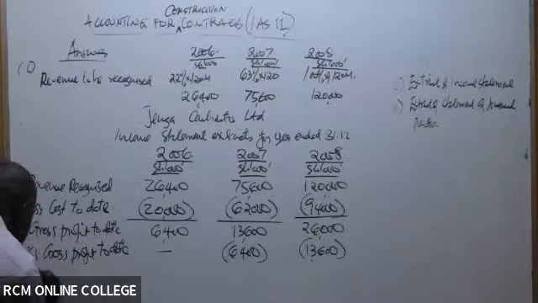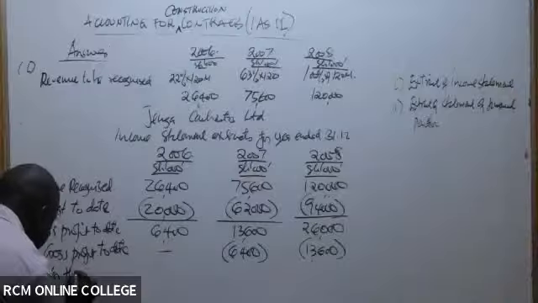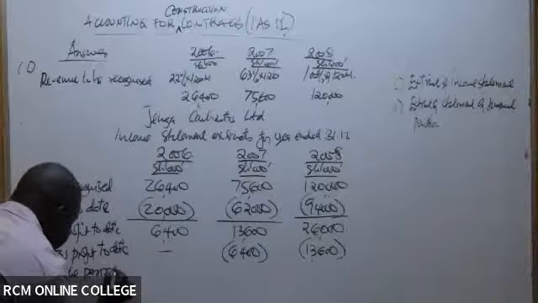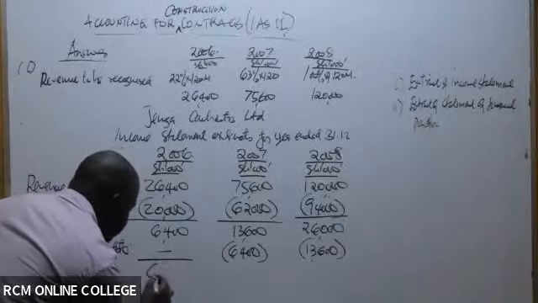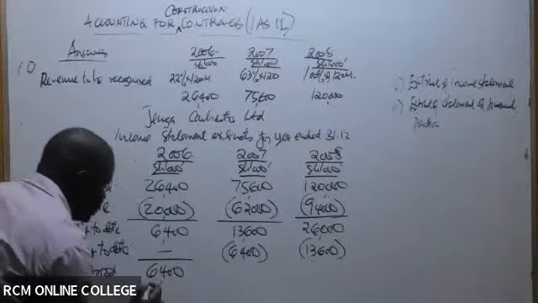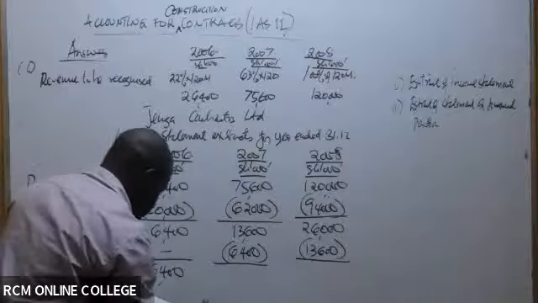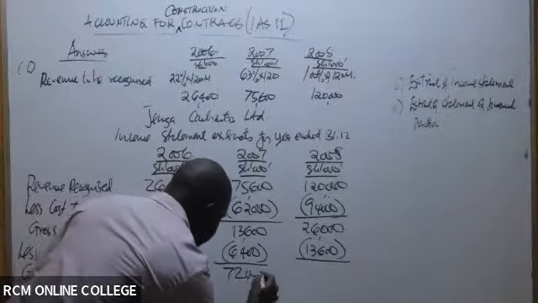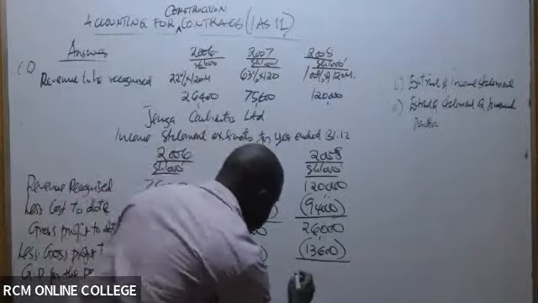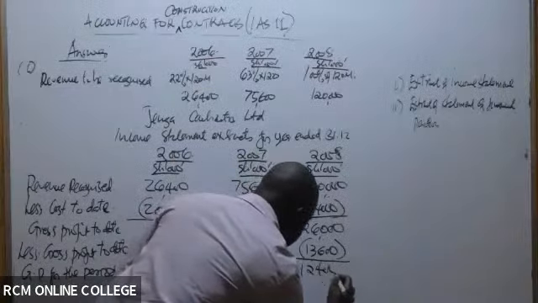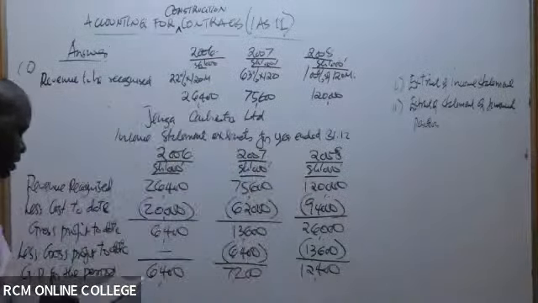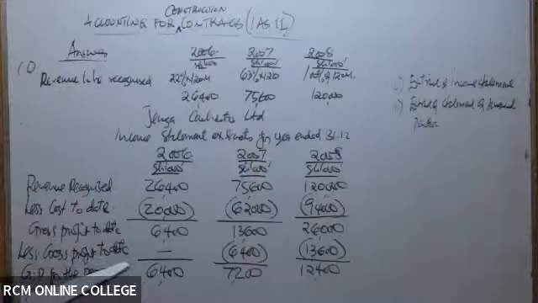So the GP for the period, you'll get here it is 6,400. This one, you get the difference of this one. This one will be 7,200. This one will be 12,400,000. Then in this case, you less admin expenses.